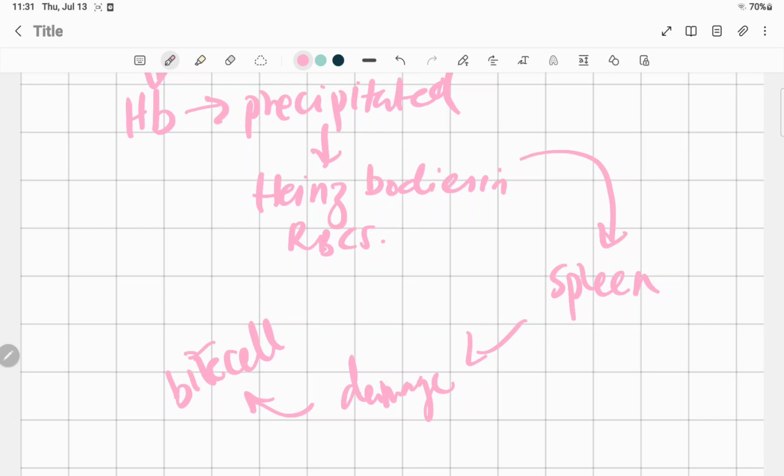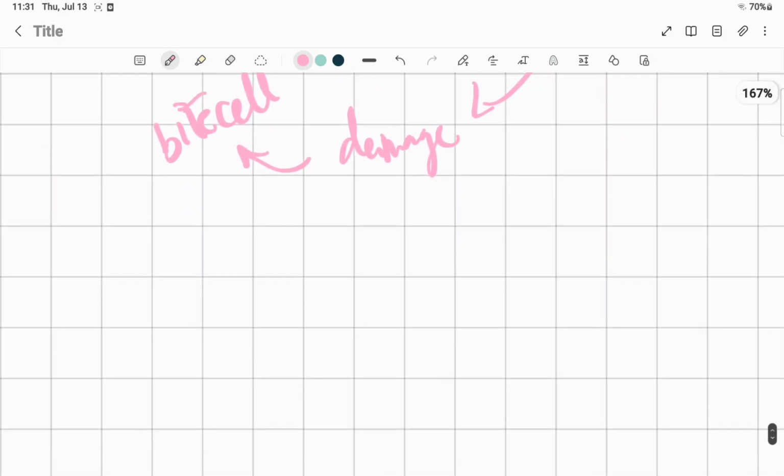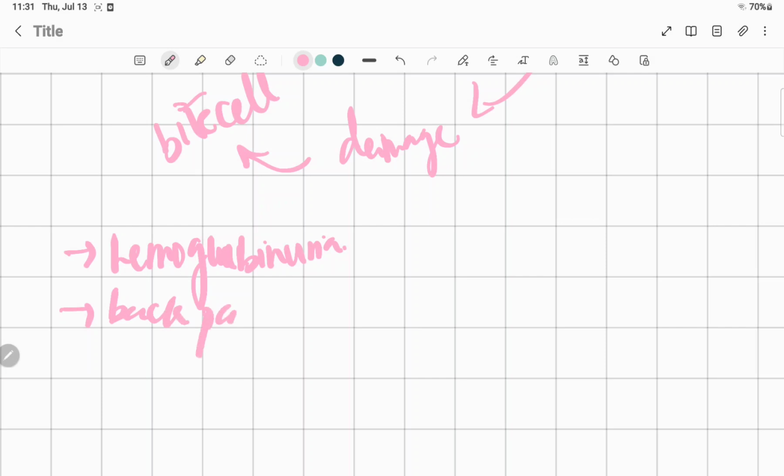Now, the patient is going to have hemoglobinuria, because hemoglobin is in the urine. And then also back pain, severe back pain right after oxidative stress.